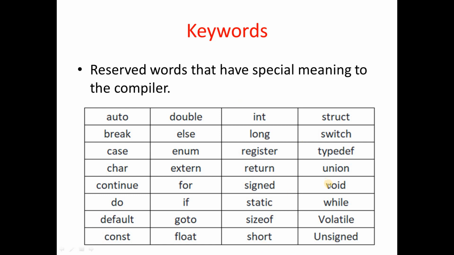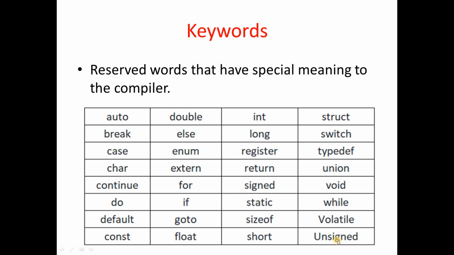So here is the list of those 32 keywords: auto, break, case, char, continue, do, default, const, float, if, goto, for, extern, enum, else, double, then int, long, register, return, signed, static, sizeof, short, struct, switch, typedef, union, void, while, volatile, and unsigned. These are the 32 keywords in the C language.